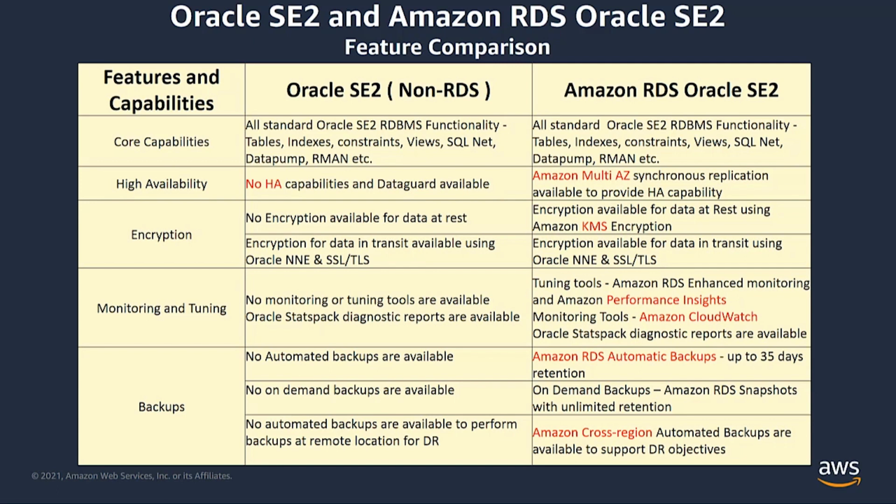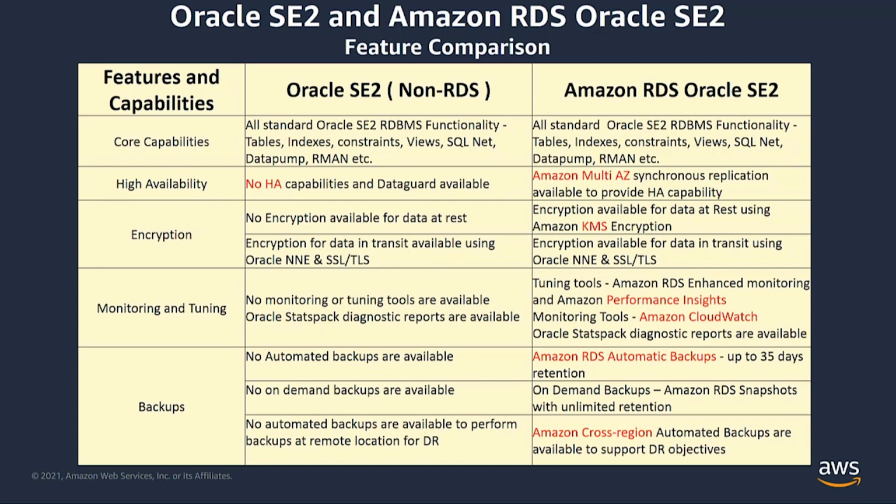As far as encryption is concerned, there is no encryption available in Oracle Standard Edition 2 for the data at rest, while it is available for data in transit using Oracle native network encryption and SSL and TLS security. In the case of Amazon RDS though, we have Amazon KMS available, in which either an Amazon generated key or a customer generated key can be stored and used to encrypt the data at rest. And of course, Oracle NNE and SSL/TLS is available for encrypting the data in transit.